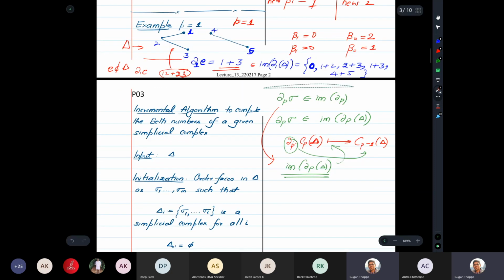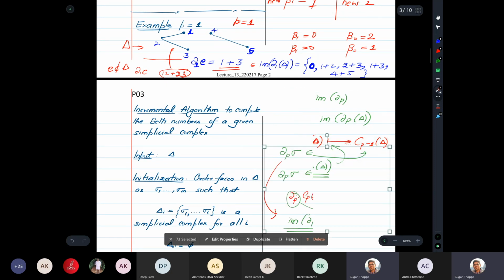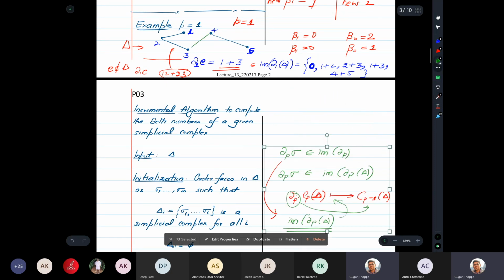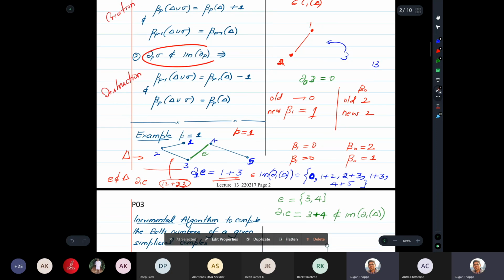Now let's look at a different scenario. Let's look at the scenario where we try to add some edge like this. In this case, let's call this E. So your edge E is 3, 4, and ∂1 of E is 3 plus 4. Is this okay? Since this is 3 plus 4, I hope you agree that this does not belong to the image of ∂1 of delta. So this does not belong to the image of ∂1 of delta, which means that this condition holds true.